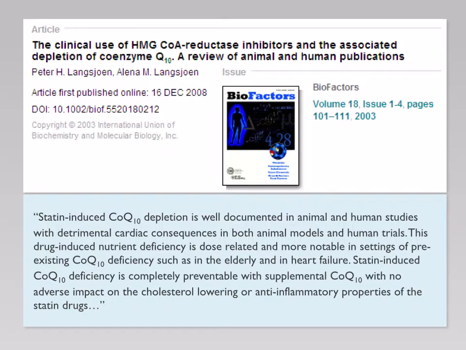Most of you will be aware that HMG co-reductase inhibitors, or statins, are associated with the depletion of CoQ10. This study states that statin-induced CoQ10 depletion is well documented in animal and human studies, with detrimental cardiac consequences in both animal and human models. This drug-induced nutrient deficiency is dose-related and more notable in settings of pre-existing CoQ10 deficiency, such as in the elderly and in heart failure. Statin-induced CoQ10 deficiency is completely preventable with supplemental CoQ10, with no adverse impact on the cholesterol-lowering or anti-inflammatory properties of the statin drugs.